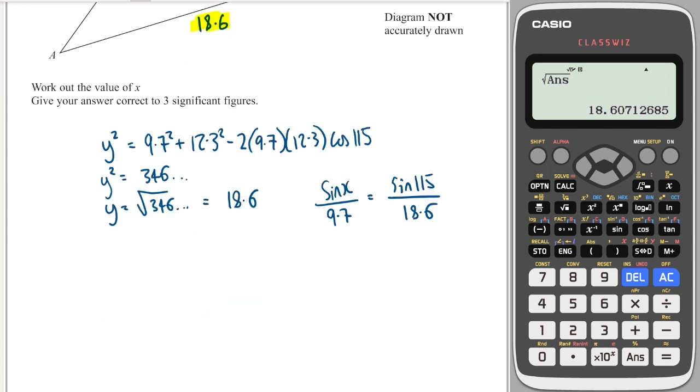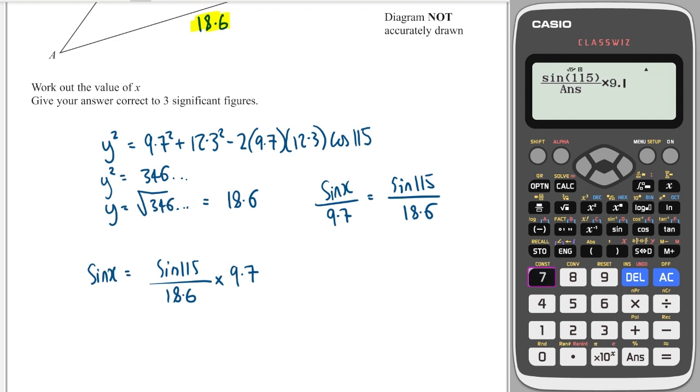Rearranging by multiplying that 9.7 up to the other side gives me sine of 115 over 18.6 multiplied by 9.7. So to go to the calculator, we would press sine of 115. Now I've still got my last answer, which was that 18.6 in my calculator. So I'm going to press answer rather than rounding. And I'm going to write 9.7 there.